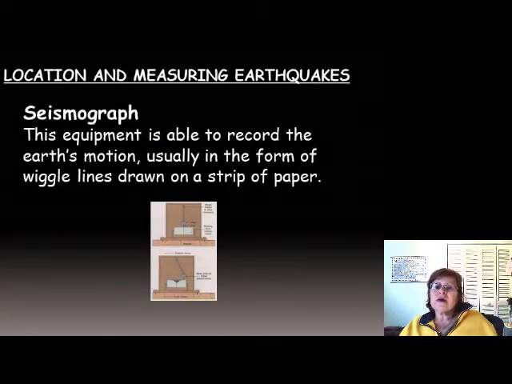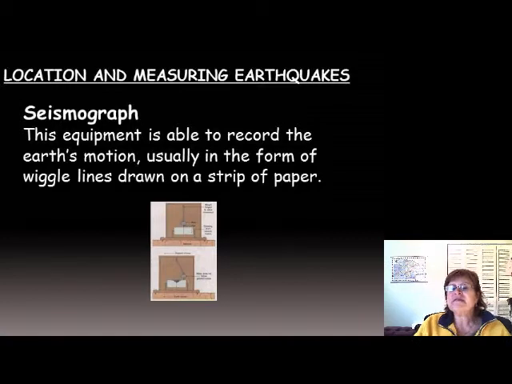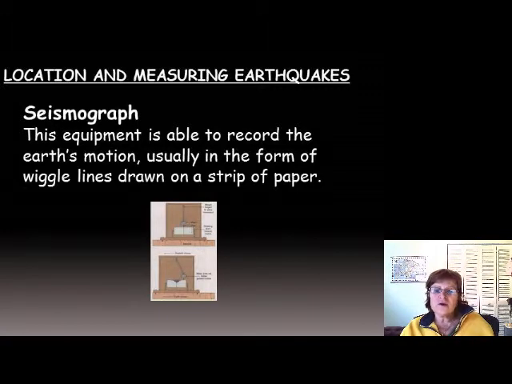So the way we locate and measure earthquakes is our next topic. First, we talk about the seismograph. The seismograph is the equipment with which we're actually going to record earthquakes. The seismograph usually has a stable and a moving part.